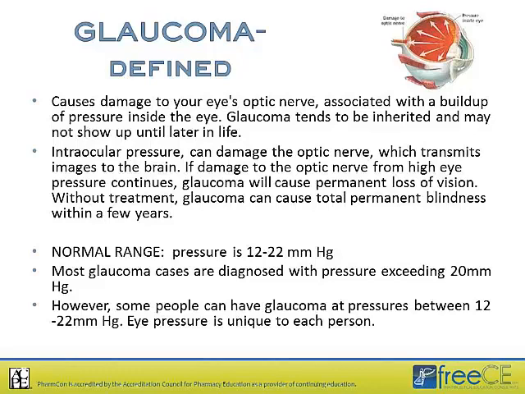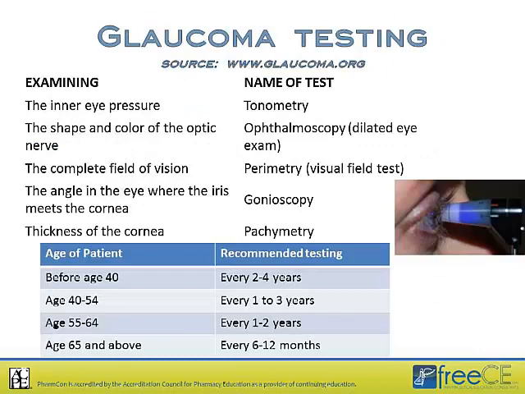How do we test for glaucoma? Well, there are five different tests that can be done in our optometrist or ophthalmologist's office. The first thing we can do is examine the inner eye pressure, and the name of that test is tonometry.